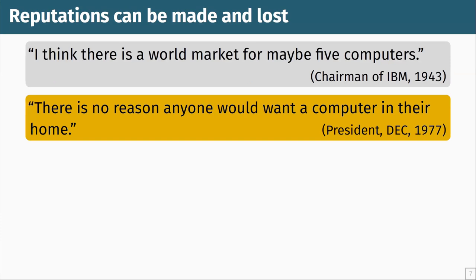Heads of computer organizations are actually famous for making terrible forecasts. The president of the DEC, which was a big electronic corporation in the US, said in 1977, there is no reason anyone would want a computer in their home, which was 3 years before IBM made the first personal PC. DEC is no longer in business.